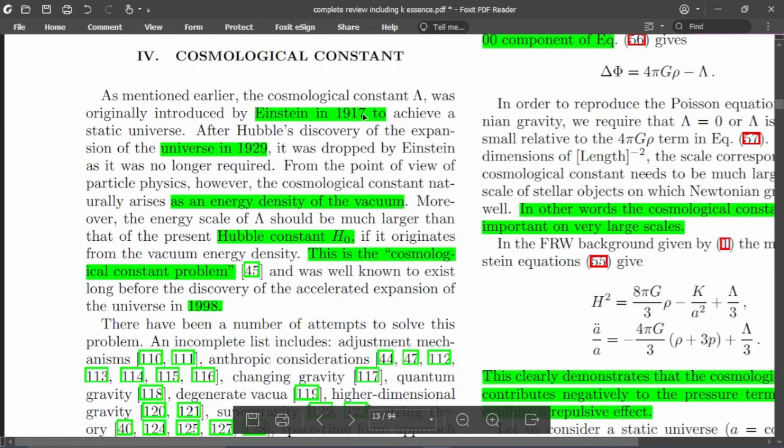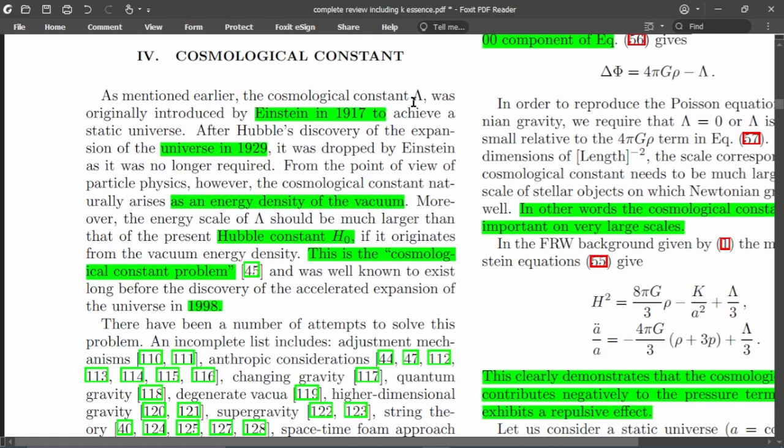Now in 1917, Einstein introduced the cosmological constant lambda to achieve a static universe. Why did he introduce lambda? Because whenever you look at the sky, wherever a star is, it remains there. So what he realized from the Einstein field equation is that if we are not invoking any kind of lambda, it means that gravity is an attractive force. What will happen eventually is that all the matter present in the universe will collapse.